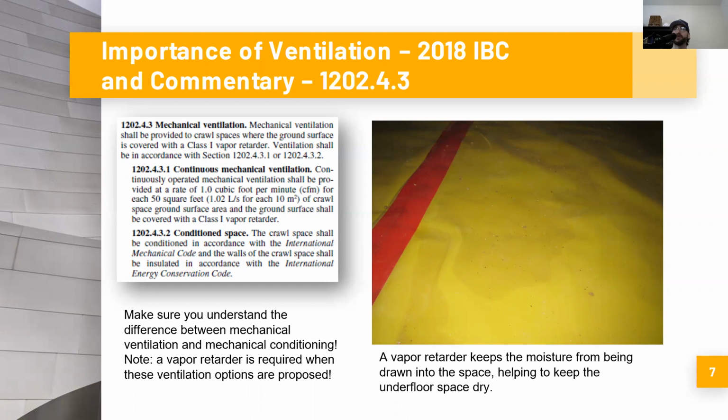So the second exception, it's not an exception, the second subsection, 1202.4.3.2, talks about conditioning the crawl space. Now, this is different from ventilation. Conditioning the space is also ventilating the space, but it's also heating and cooling it. So if you condition the crawl space, in essence, you're treating the crawl space as any other part of the conditioned building. You're going to heat it in the winter, you're going to cool it in the summer, you're going to run AC to keep it cool and dry, you're going to heat it when it's cold outside.